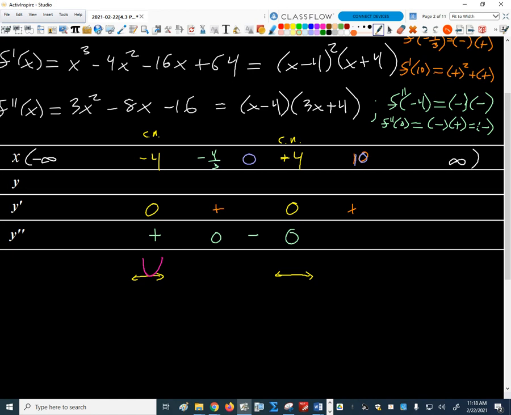Okay, so that's an inflection point. Well, what about at 10? If I plug 10 into my second derivative, I'm going to get positive times positive, which is positive. So that sums it up. Now we know that right here we also have an inflection point. It's not an extremum, it's an inflection point.